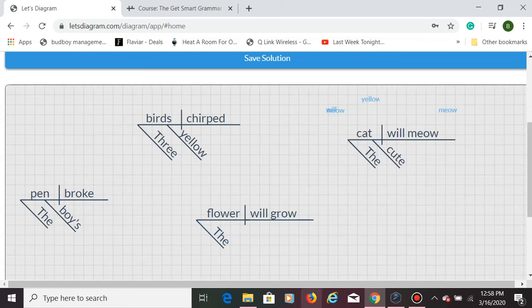Okay, so our sentence, the flower will grow. The is our adjective modifying flower, and it answers the question, which one? Which flower? The flower. Will is our helping verb. Grow is our main verb. Will grow is our verb phrase. And remember, when you have a verb phrase, it acts as one verb. That's why we can put it in our verb spot together.